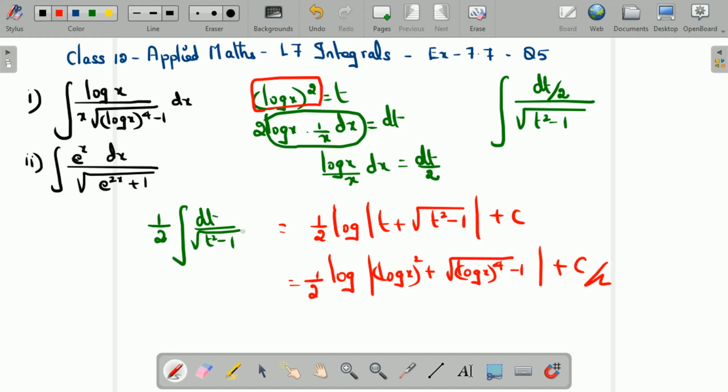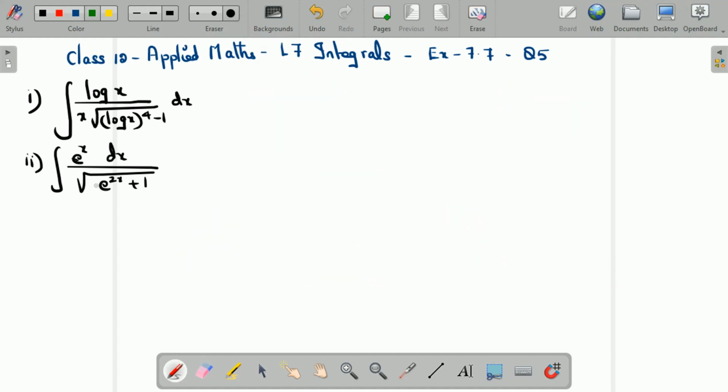Now let's take up the second subdivision. So in the second subdivision also, we are going to make a small transformation. So here e power x is going to be marked as t. Now let's differentiate this particular expression. So this will become e power x dx is equal to dt. So the whole of this numerator will be replaced with a dt.